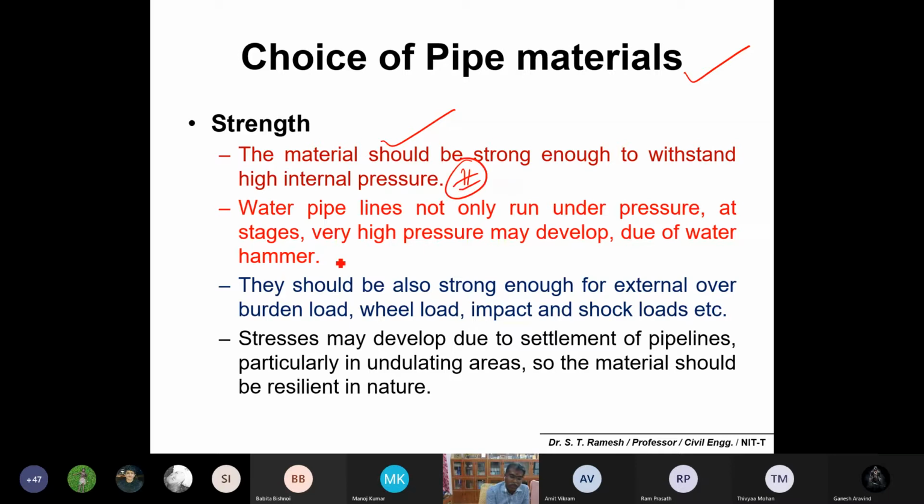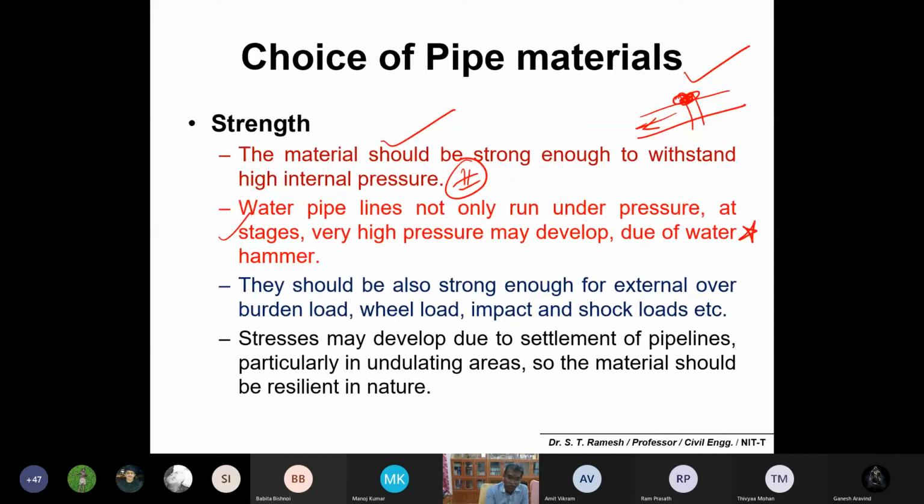Number two is that water pipelines not only run under pressure at stages, very high pressures may develop due to water hammer. Please make a note. That's what I told you. You may have a pipeline and suddenly a valve, and if the water flow is abruptly stopped because of this valve action, there could be a water hammer. So please make a note on the second point. Whatever material you select should also withstand water pressure and water hammer as well.